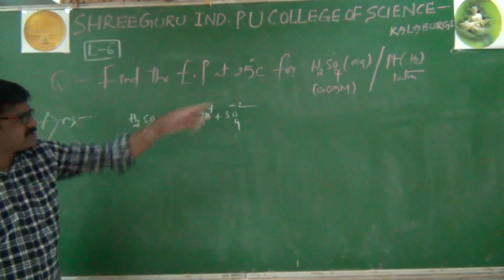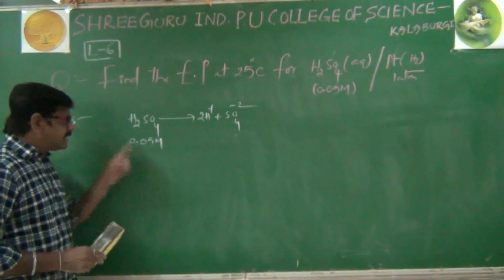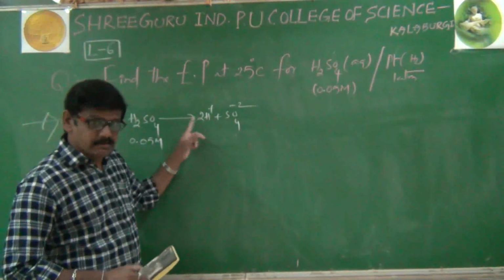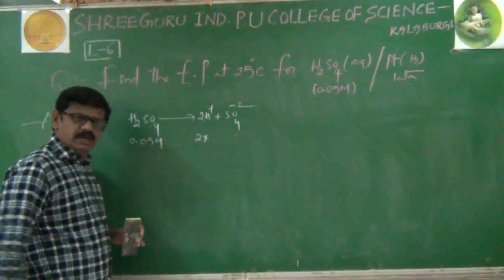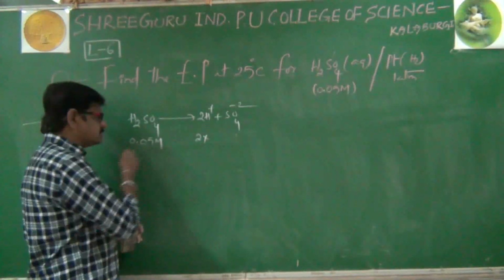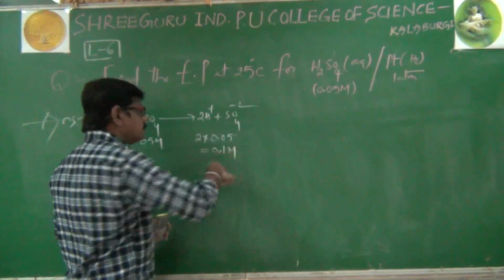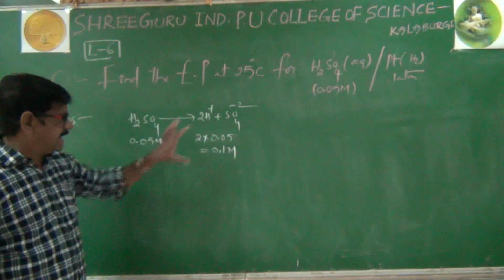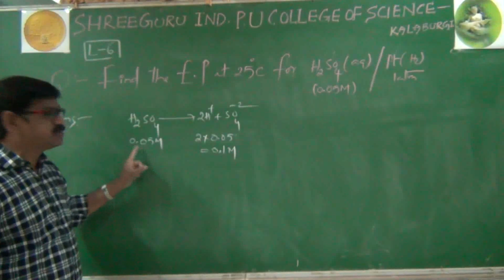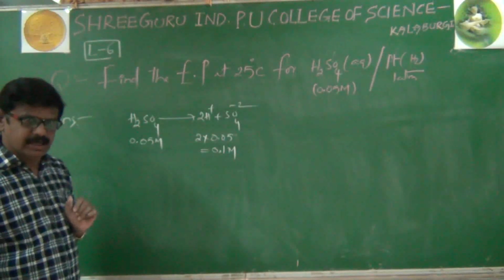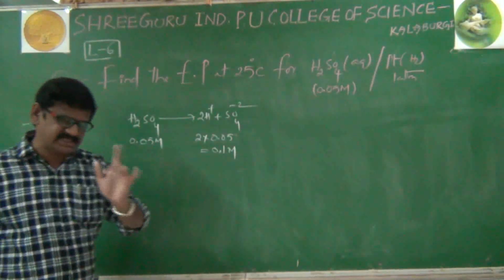Here the H2SO4 concentration given is 0.05 molar. But H2SO4 contains 2 H plus ions. Because of that, what do we have to do? For H plus concentration, we have to multiply the given concentration by 2. 2 into 0.05 is 0.1 molar. Here for H plus concentration we have to take 0.1 molarity only. Don't use 0.05 molar, because this is the entire sulfuric acid concentration. We need H plus concentration only.